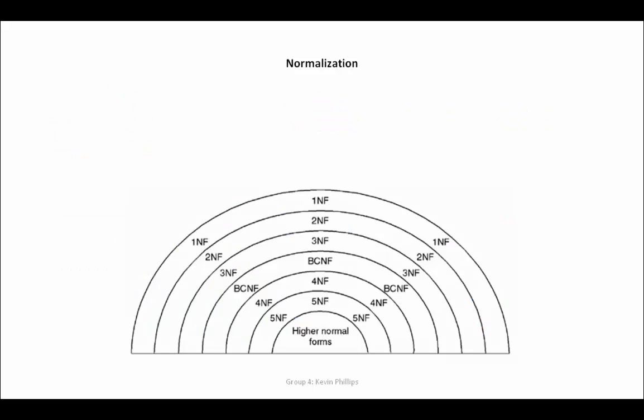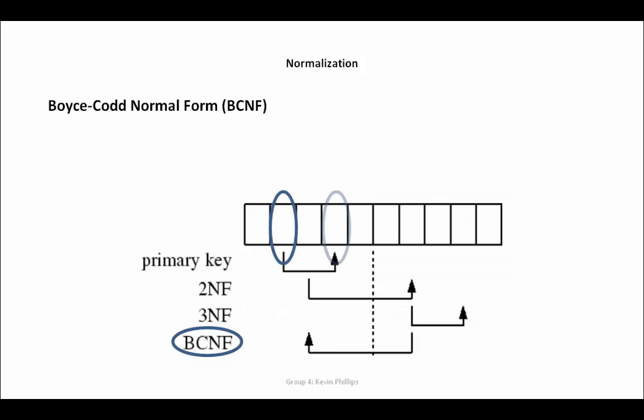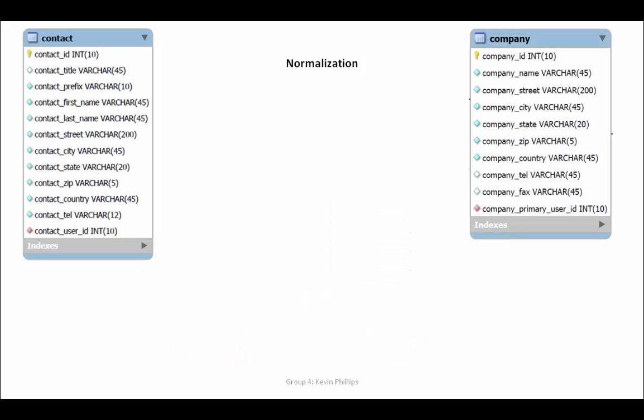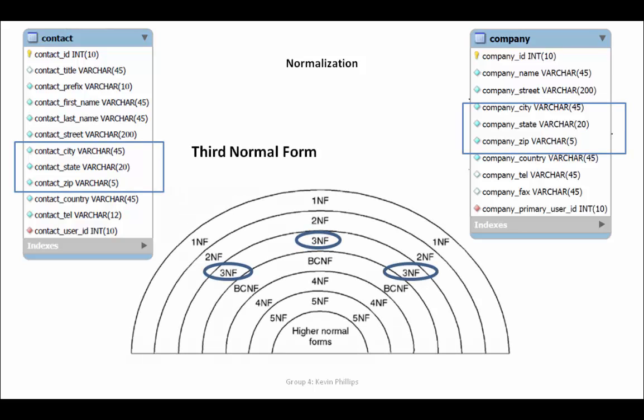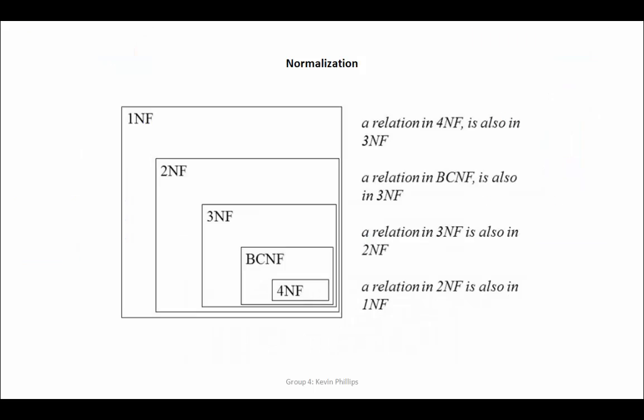Many of our tables follow the Boyce Codd normal form or BCNF normalization, where each candidate key of each table within our database will not be dependent on any other attribute within the same table, other than that table's primary key. A handful of our tables, such as our contact and company tables, follow the third normal form, as candidate keys city, state, and zip code are dependent on each other.